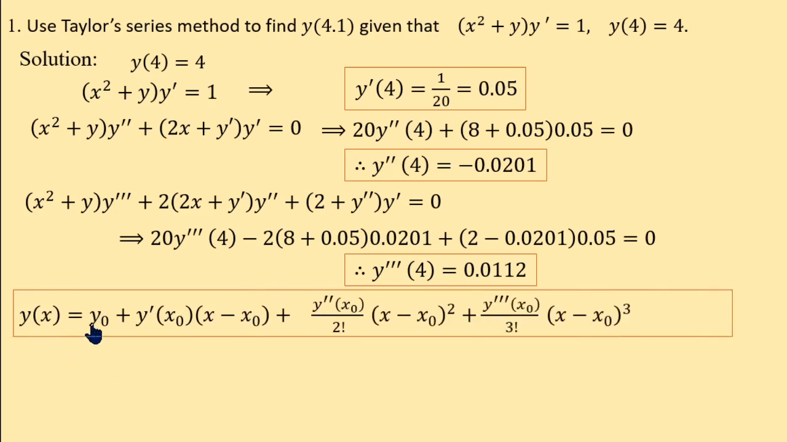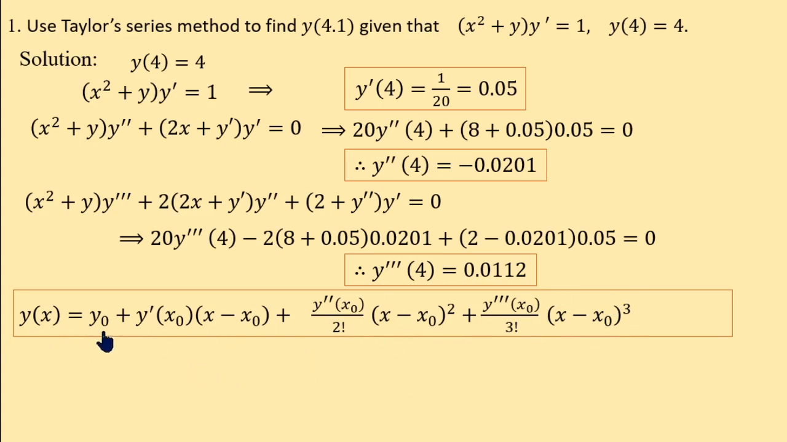y at x is y naught plus y dash at x naught into (x minus x naught) plus y double dash at x naught by 2 factorial into (x minus x naught) whole square plus y triple dash at x naught by 3 factorial into (x minus x naught) whole cube. So I have written y double dash, y triple dash first because these are all constants. That means here x is variable. Therefore, write the constants first and simplify, and then substitute (x minus x naught) whole square, (x minus x naught) whole cube, like that.